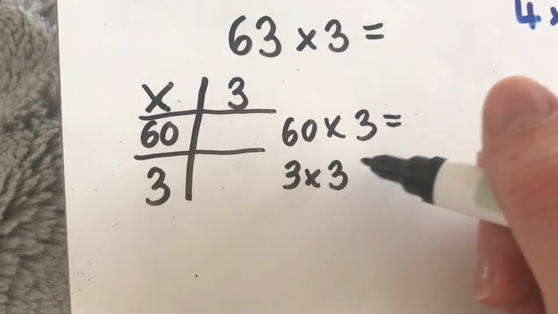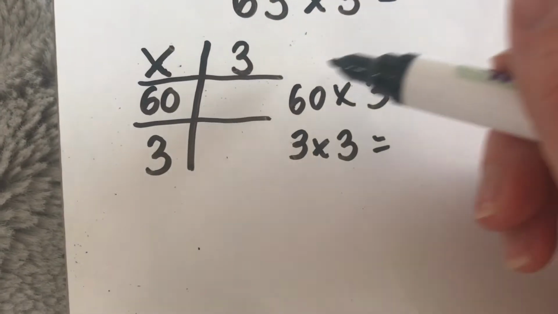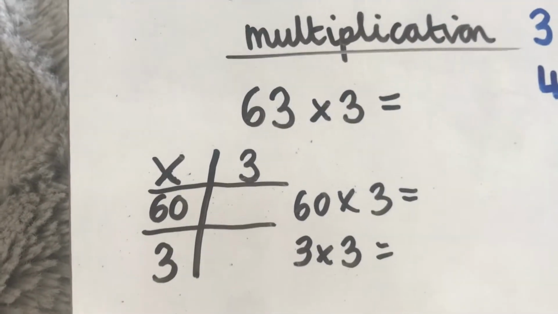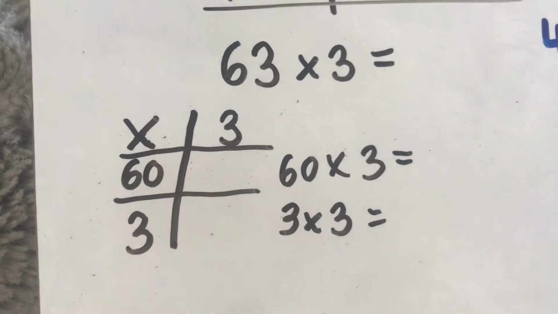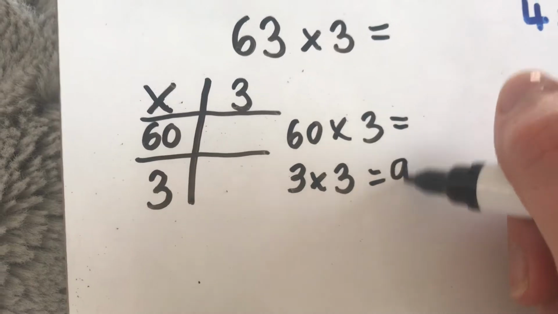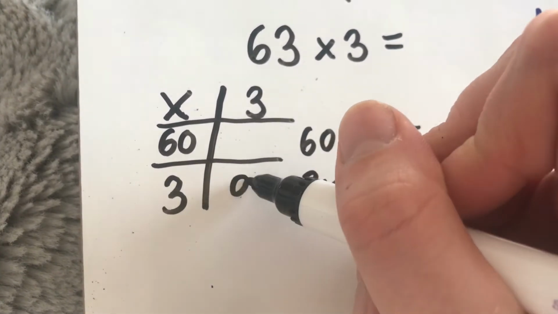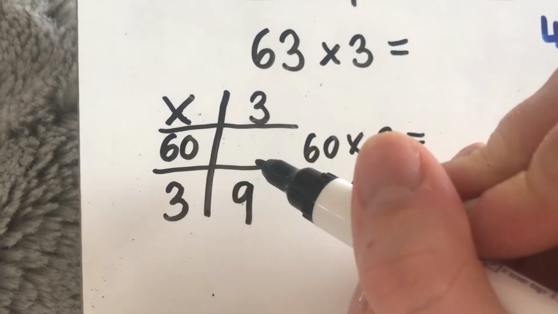So let's do this one first because this one's a bit easier, and then I'll give you a really good tip on how to work out that one, 60 times 3. Okay, so 3 times 3, 3, 6, 9. 3 times 3 is 9. So I'll write number 9 down here. Look, 3 times 3 is 9, okay?